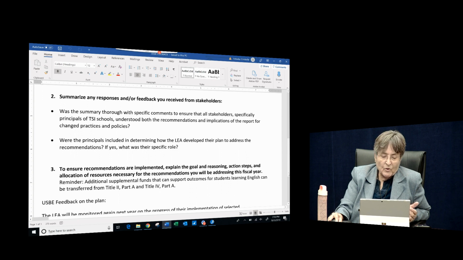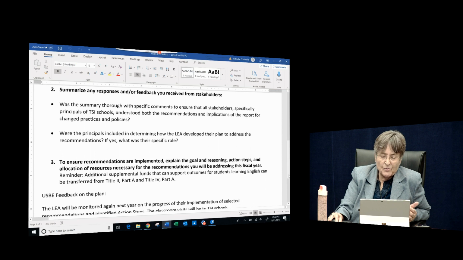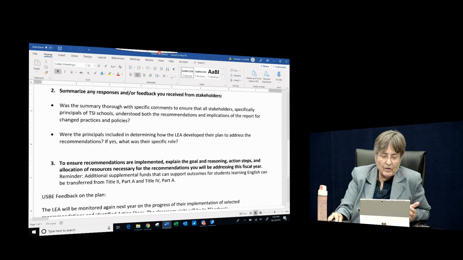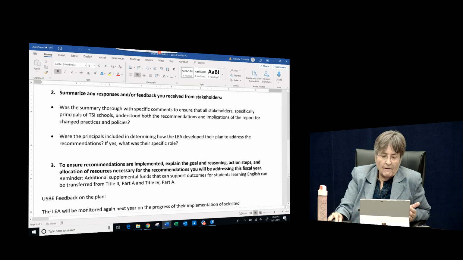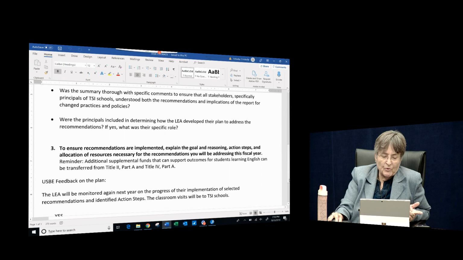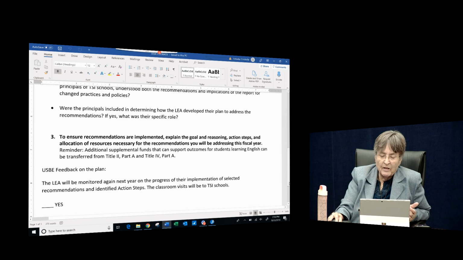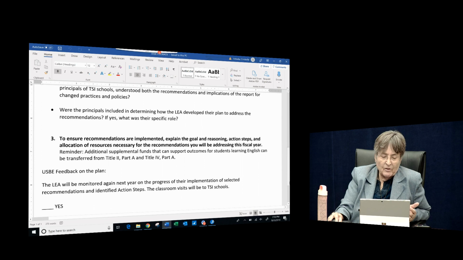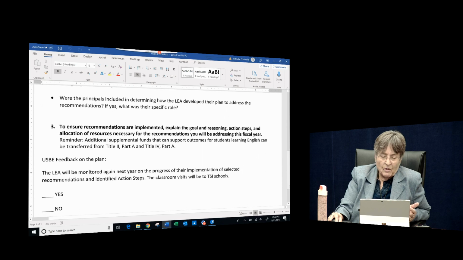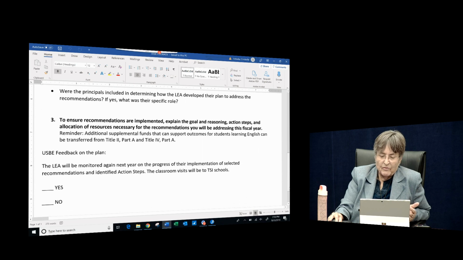What was the summary? So this was a summary of the feedback from the stakeholders. Specifically, principals of TSI schools understood both the recommendations and implications of the report of change practices. So it was a summary response or feedback from stakeholders, where the principals were included in determining how the LEA developed their plan to address recommendations. If yes, what was their specific role?